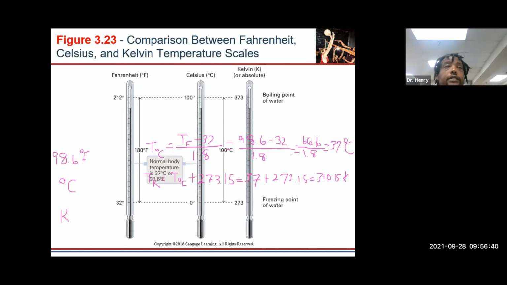Okay, so that's how you use Kelvin, Celsius, and Fahrenheit, and how you're able to convert between all three of them. This is just basically showing you the three scales. At 212, water boils. That's 100 degrees Celsius, which is 373.15 degrees Kelvin. And then water freezes at 32 degrees Fahrenheit, 0 degrees Celsius, and 273.15 degrees Kelvin.